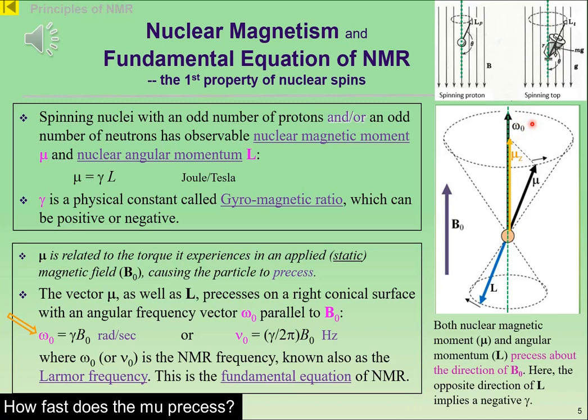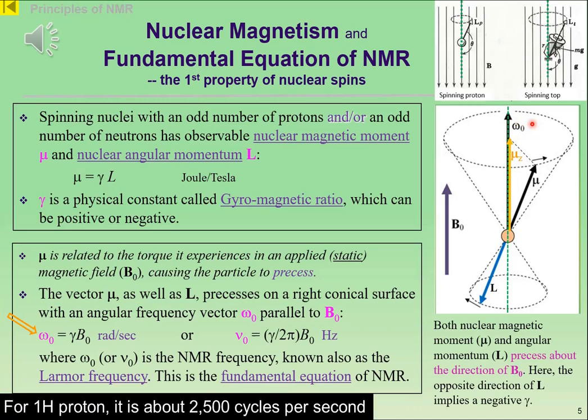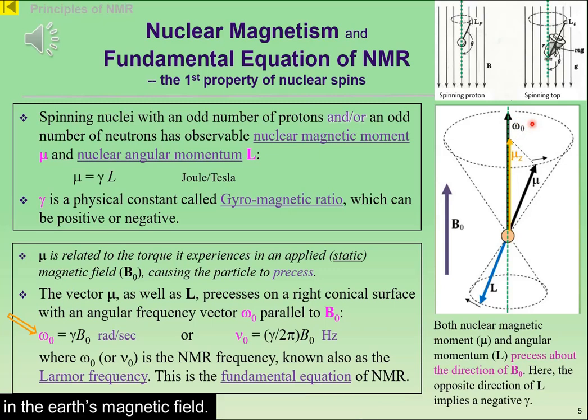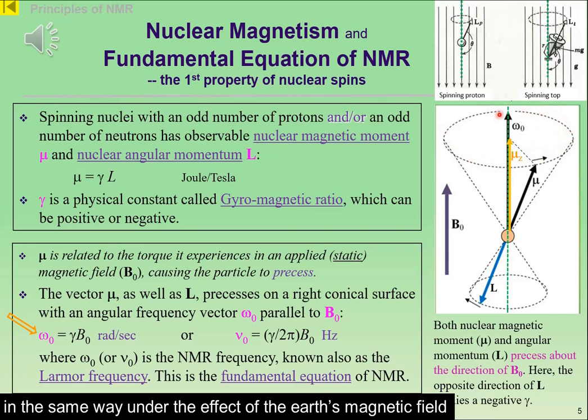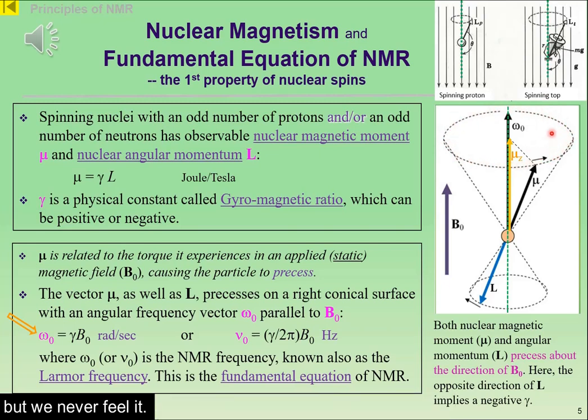How fast does the μ precess? For a 1H proton, it is about 2,500 cycles per second in the Earth's magnetic field. And in an NMR experiment, it is a few hundred million cycles per second. In fact, every 1H proton in our body spins in the same way under the effect of the Earth's magnetic field, but we never feel it.